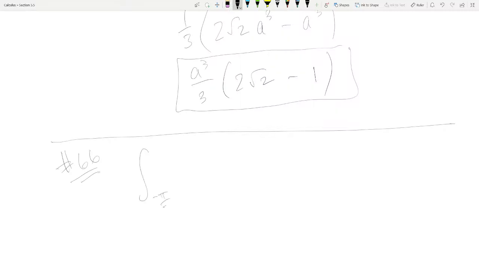Number 66 is one of those ones where you see that negative pi over 3 to pi over 3. That's very symmetric. It means we have the same distance on the left of 0 as we do on the right.